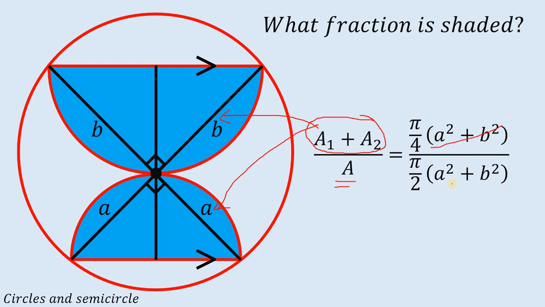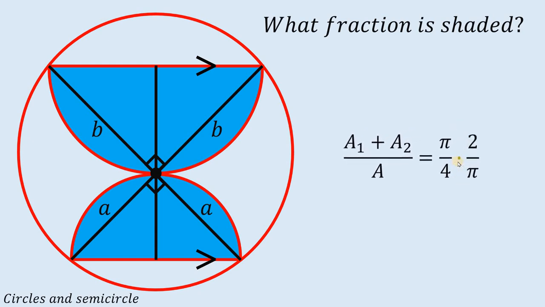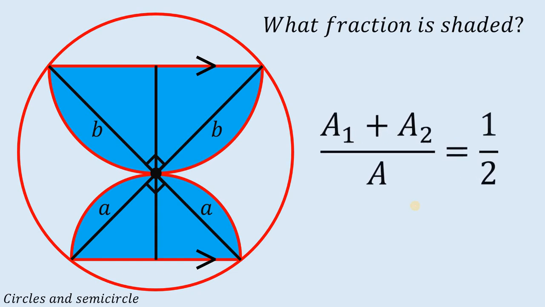Now, we can see that we can cancel out a squared plus b squared in the numerator and the denominator. So they are gone. This is just pi over 4 divided by pi over 2. Now, if we simplify, this can be written as pi over 4 multiplied by the reciprocal of pi over 2, or simply 2 over pi. We can cancel out also the pi in the numerator and the denominator. So, the ratio of the areas of these two semicircles and the circle must be equal to just 2 over 4. And 2 over 4 is just 1/2.